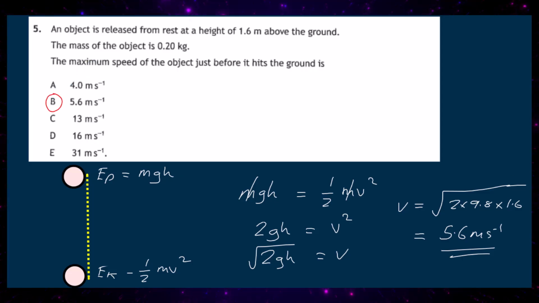It's a conservation of energy problem. You could do it with kinematics, you get the same answer. 5.6 metres per second is the maximum speed of the object just before it hits the ground. Notice how they say maximum speed, that's the theoretical maximum speed it's going to have if we ignore air friction and whatnot.